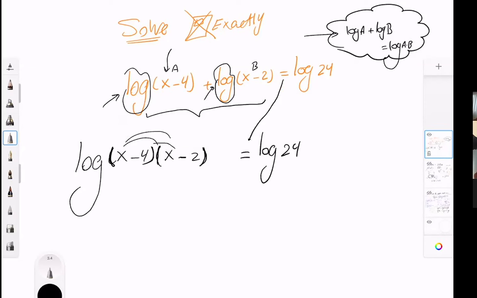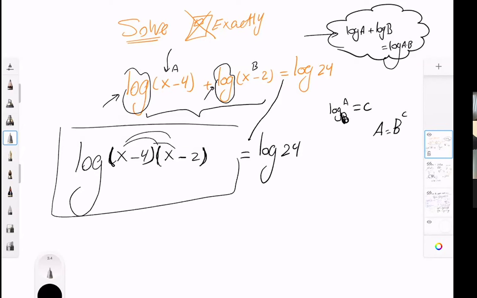Can I just cancel the log on both sides? No, you're gonna use the property. What's that property? It's where a to the b power equals c. So the main property: log base b of a equal to c means a equals b to the power of c, correct? If we had one log here and the other side was a number, it would be good. But now what we have is two logs.